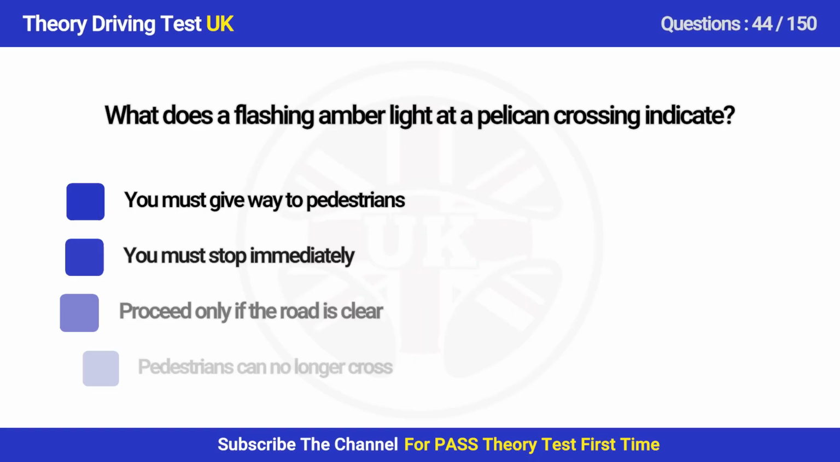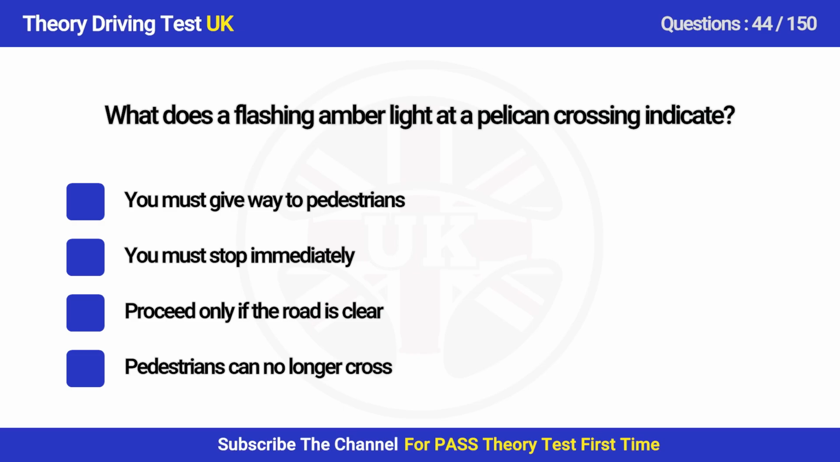Question 44. What does a flashing amber light at a pelican crossing indicate? A. You must give way to pedestrians. B. You must stop immediately. C. Proceed only if the road is clear. D. Pedestrians can no longer cross.